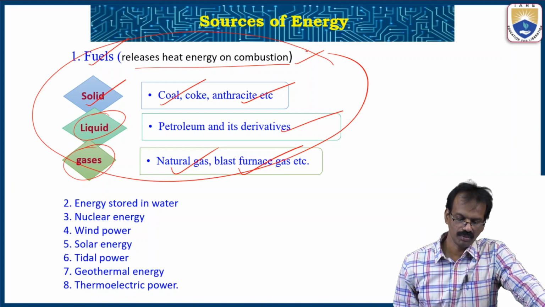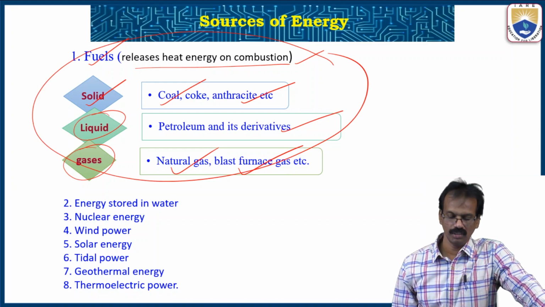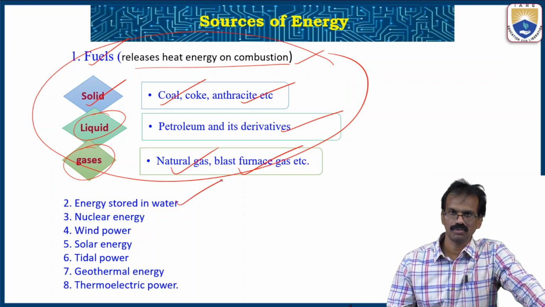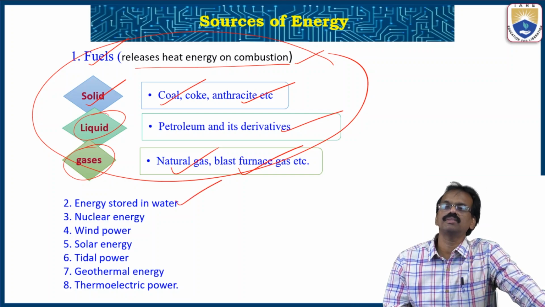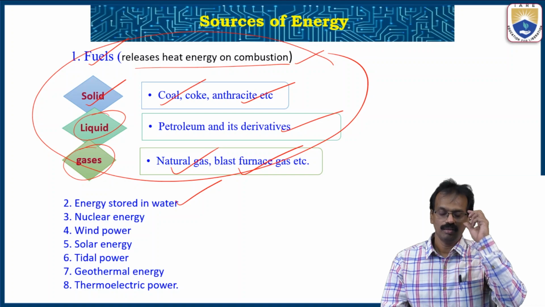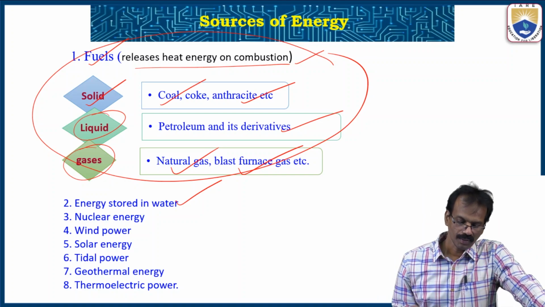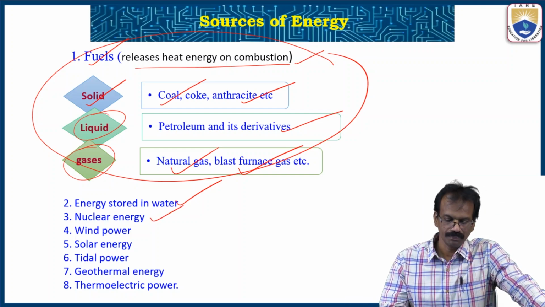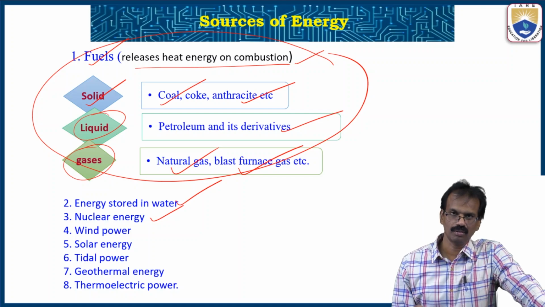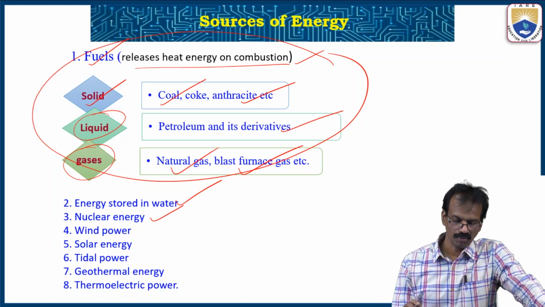Already discussed this one. Next, energy stored in water. By the help of hydropower plants, we can obtain the energy from the water. Next, nuclear energy. By the help of uranium, you get the nuclear energy by nuclear power plants.